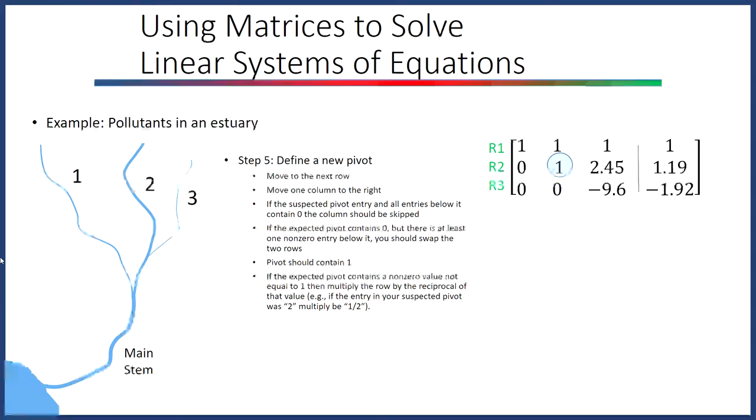We need to find our next pivot, and we'll start by moving down and over 1. Does our new pivot and all entries below it contain 0? Nope. Does the pivot contain 0? Nope. Does the pivot contain 1? No, so we need to divide row 3 by negative 9.6, which gives us 0, 0, 1, 0.2. And our pivot now contains 1. So we're done with step 5. We've now got 1s in all of our pivots and 0s below them all, so it's time to work our way back up.